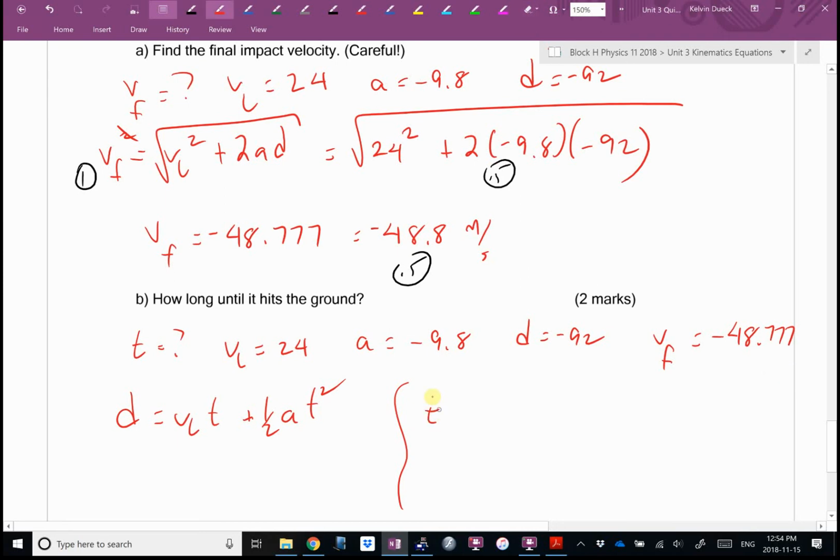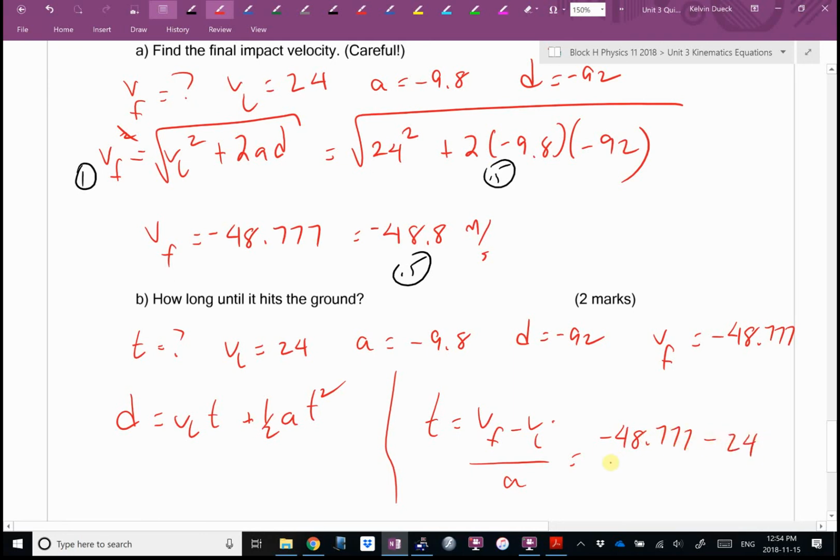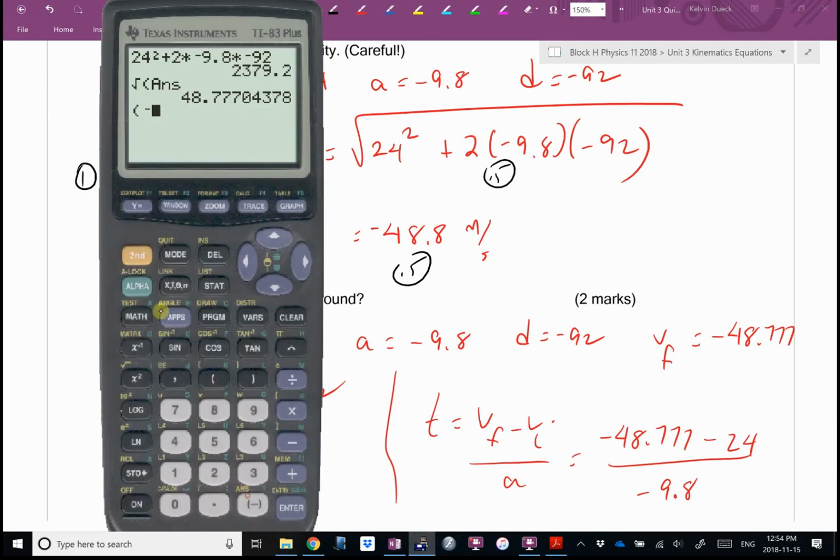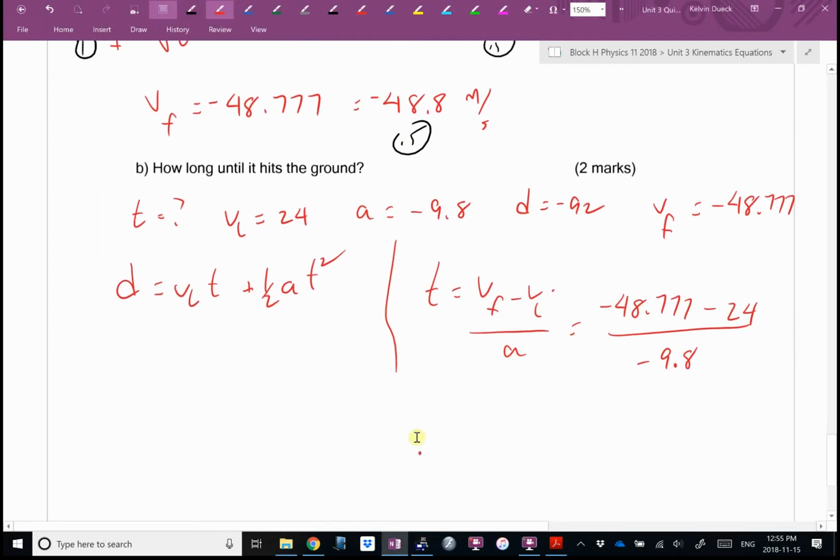Because then I can go T equals VF minus VI over A. Negative 48.777 minus 24 all over negative 9.8. Negative answer button. Negative 48.77704378 minus 24 divided by negative 9.8, and I get 7.43. Did anybody do it using the quadratic equation method and get the same thing? And you also get a negative time. We chuck the negative time because time can't be negative. 7.43.